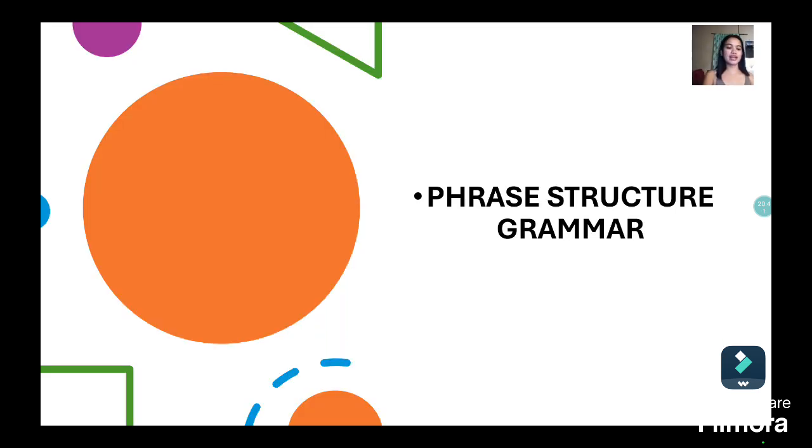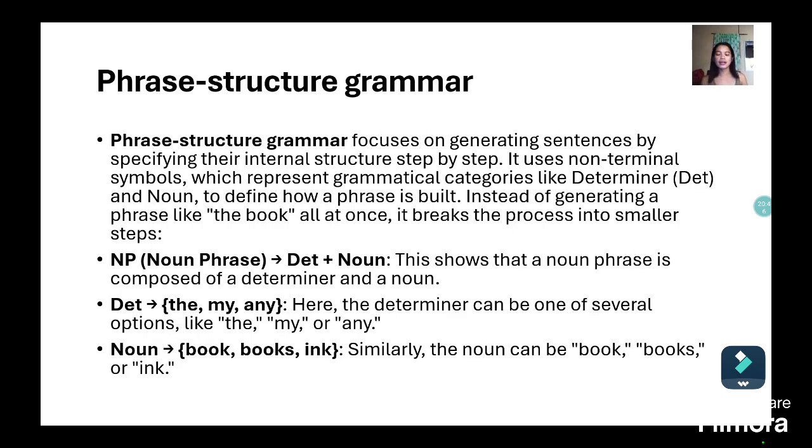Now let's proceed to phrase structure grammar. Phrase structure grammar focuses on generating sentences by specifying their internal structure step by step. It uses non-terminal symbols, which represent grammatical categories like determiner and noun, to define how a phrase is built. Instead of generating a phrase like the book all at once, it breaks the process into smaller steps. A noun phrase can be written as determiner followed by noun. This shows the noun phrase is composed of a determiner and a noun. Determiner is composed of the, my, any. Again, the determiner can be one of several options like the, my, or any. The noun can be book, books, or ink. Similarly, the noun can be books, book, or ink.